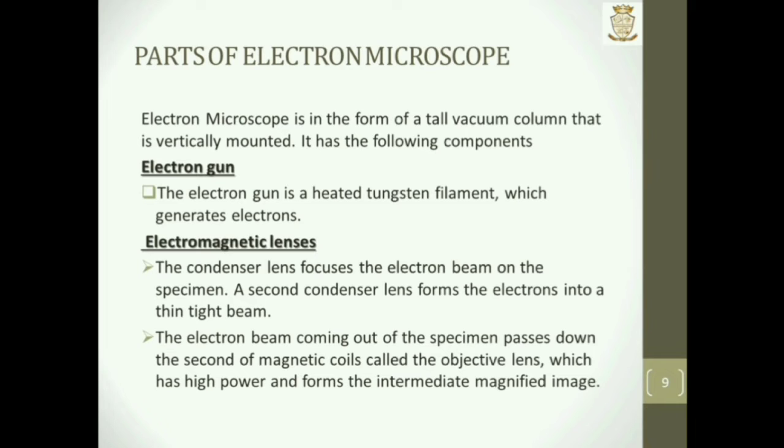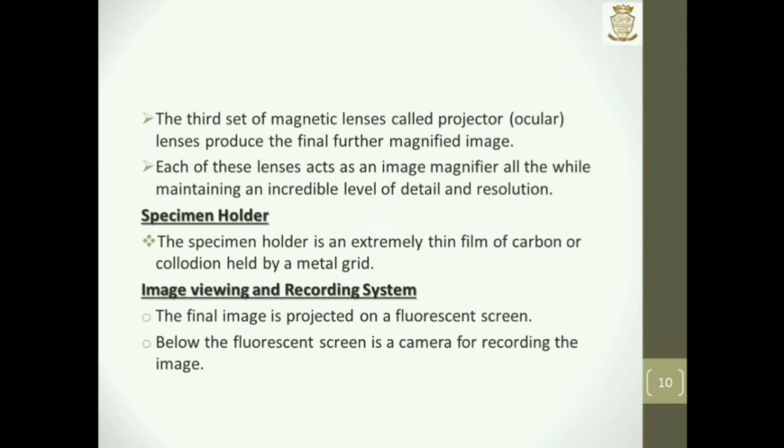The electron beam coming out of the specimen passes down the second set of magnetic coils called the objective lens, which has high power and forms the intermediate magnified image. The third set of magnetic lenses, called projector or ocular lenses, produce the final further magnified image. Another component is the specimen holder. The specimen holder is an extremely thin film of carbon held by a metal grid.